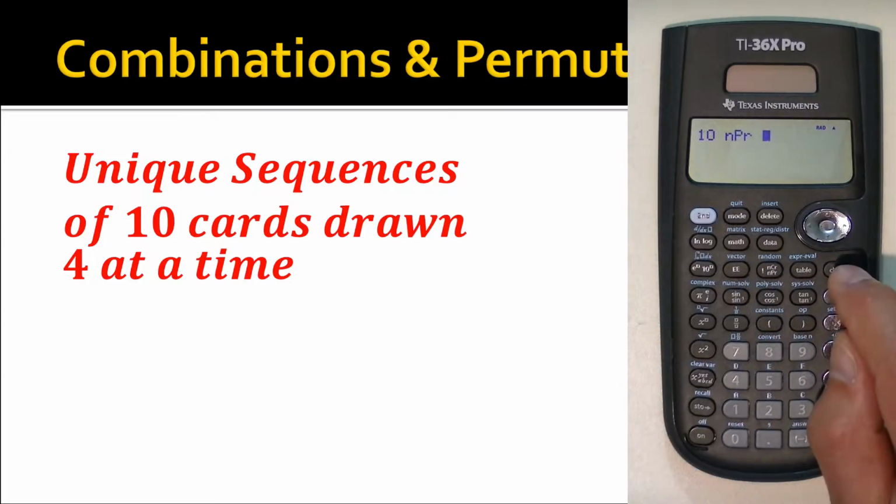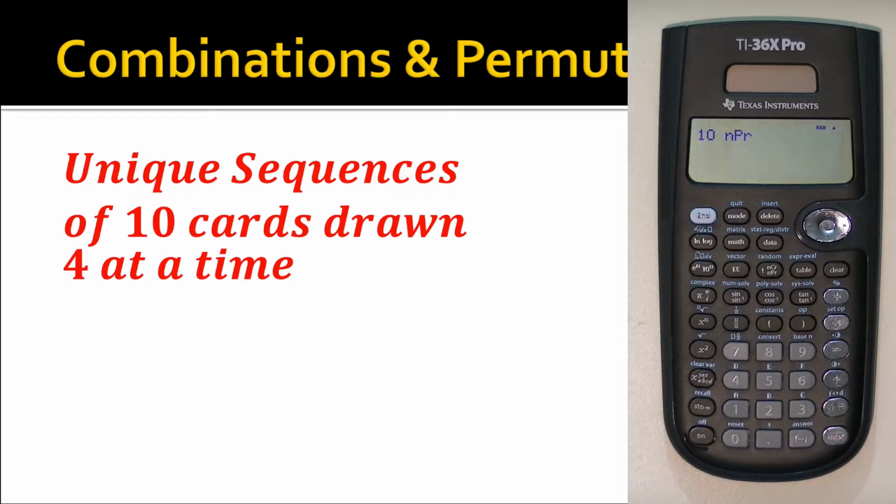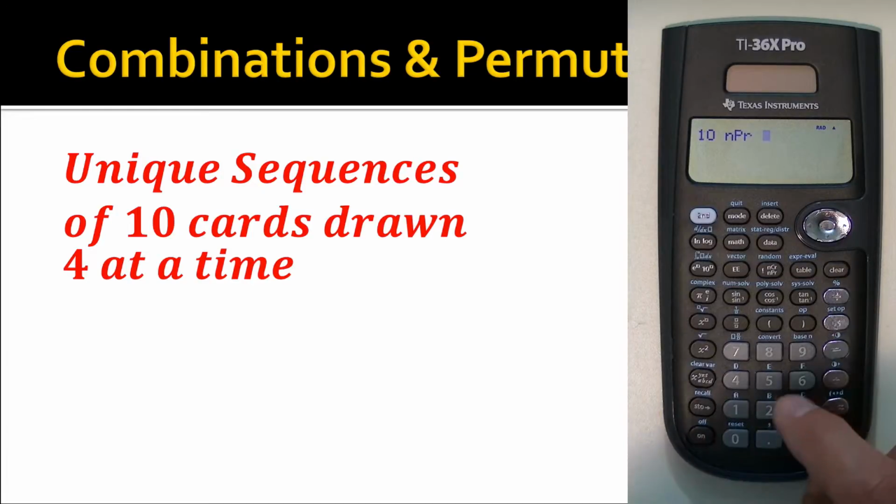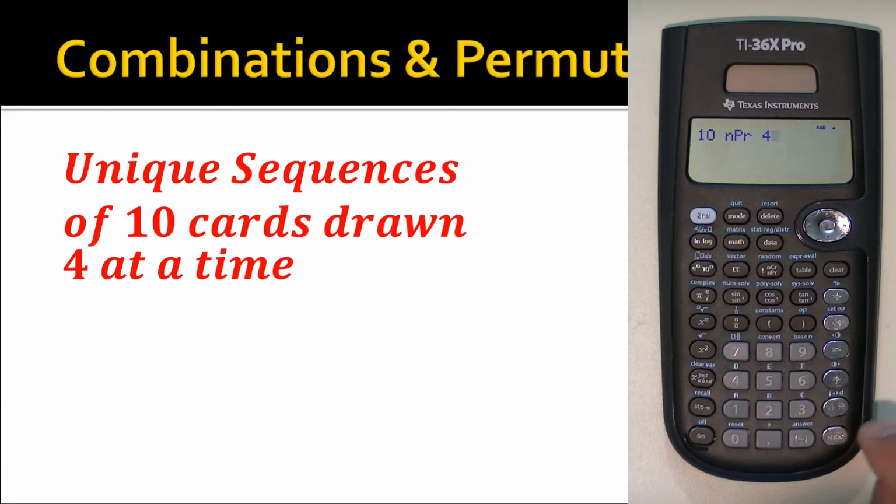I hit it again. Now I enter how many I'm going to draw at one time. So we put the 4 at this point, and we hit enter. 5,040. Now you can go ahead, I'll leave it up to you to try it with the combinations. And you will see that there's a totally different number for that. You have much less combinations than you have permutations.